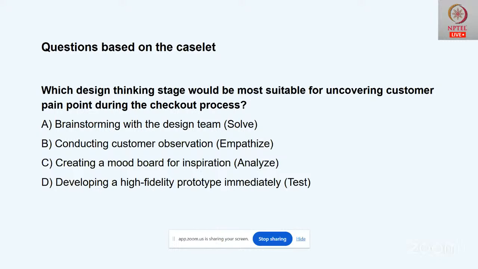Are we getting any response in the chat? Would any learner want to answer? Empathy, customer observation, sir. Empathize. Okay. Any other learner would want to answer? Any other option you think is right? Aprameya says B. Okay. Fine. We will check the right answer. Yes, B, conducting customer observation, which is part of the empathize phase, is the correct answer for this question.